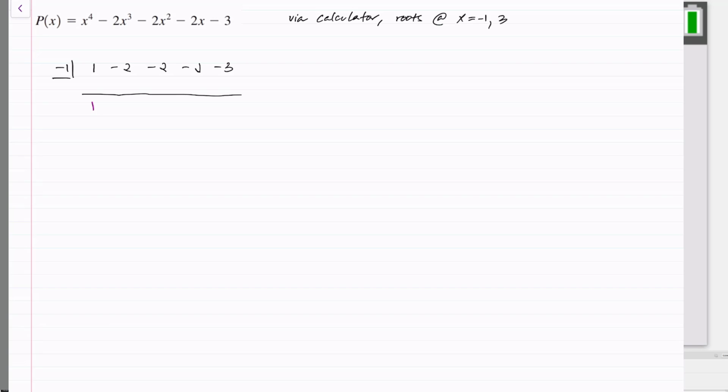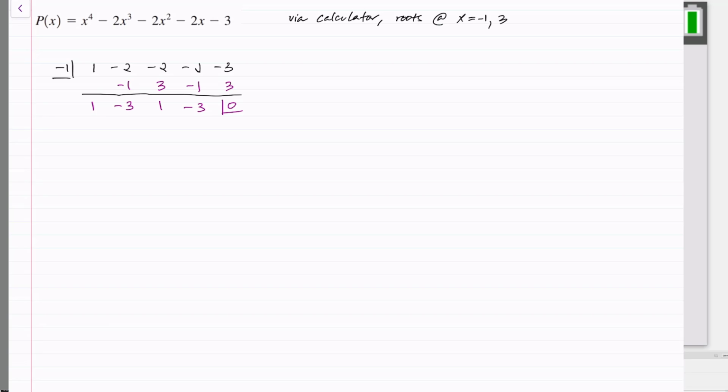-1 times 1 is -1. -2 plus -1 is -3. -1 times -3 would be +3. -2 plus 3 is 1. -1 times 1 is -1. -2 and -1 is -3. -1 times -3 is +3, and as expected, we get a 0 for our remainder.